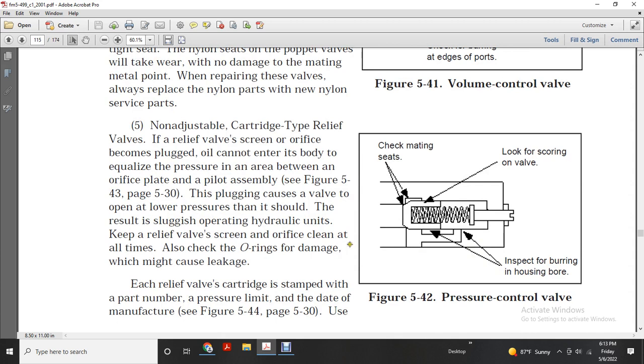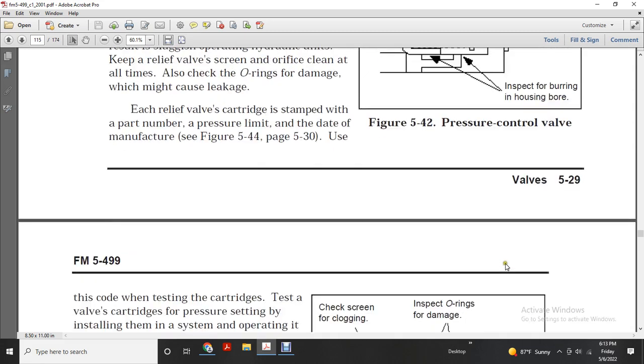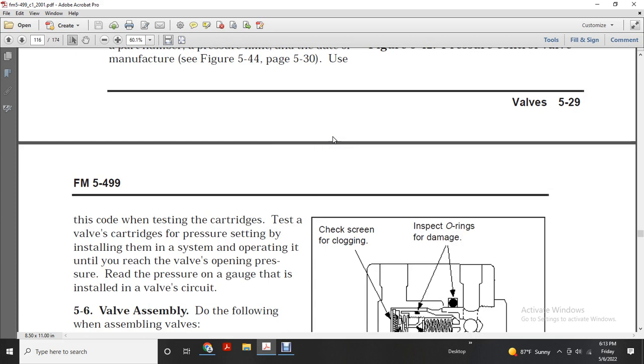Figure 542, pressure control valve: check mating surfaces, look for scoring on the valve, and inspect the bore of the housing bore. Each relief valve cartridge is stamped with the part number, the pressure limit, and the date of the manufacturer, figure 544, page 530. Let's go to testing the cartridge. Tab the valve cartridge with the pressure setting, install it in the system operating, reach the valve opening pressure, and read the pressure on the gauge that is installed in the valve circuit.